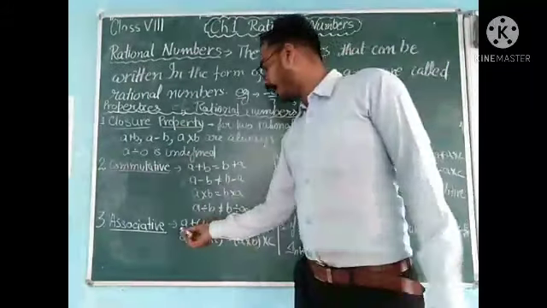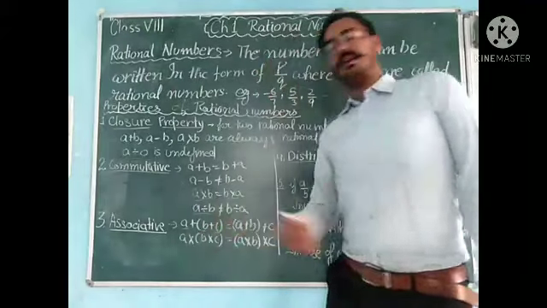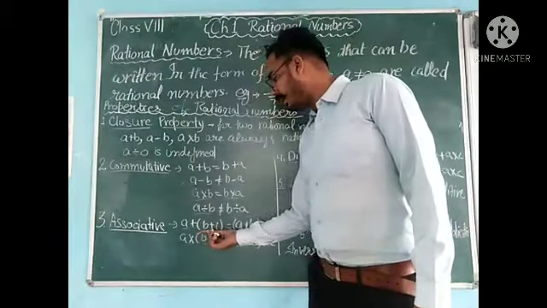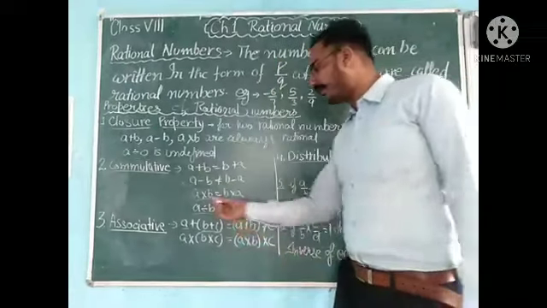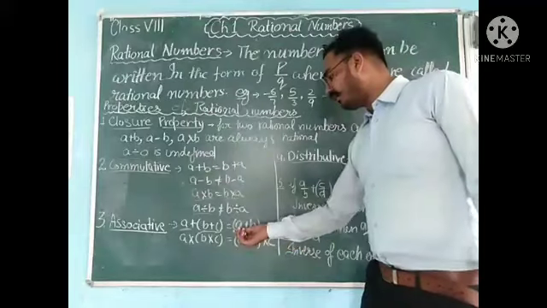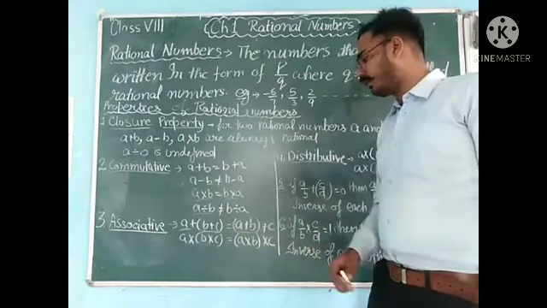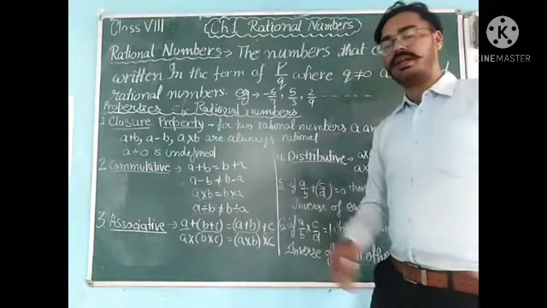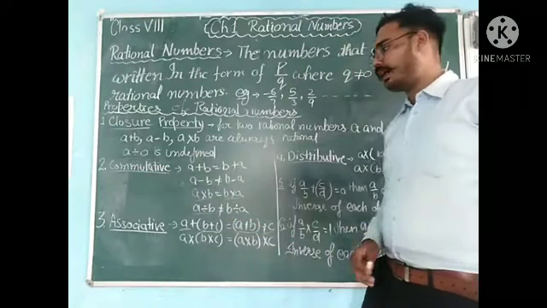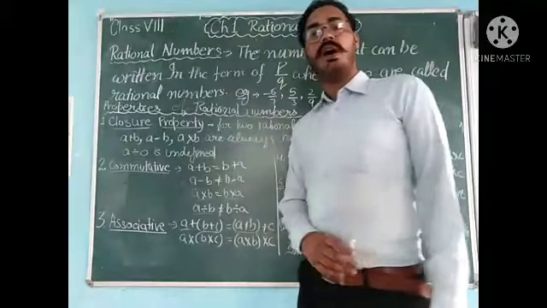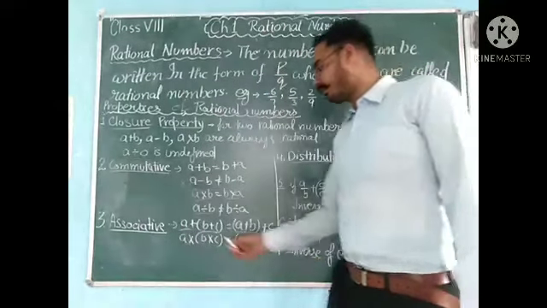Here are the numbers a, b and c. So if we first add b and c and after that add a, and on the other hand if we add the first two numbers a and b first and then add c, the answer in both the cases will be the same. That means the associative property holds in case of rational numbers.